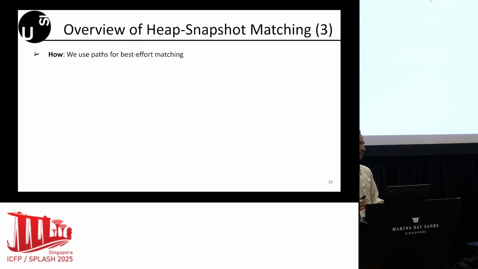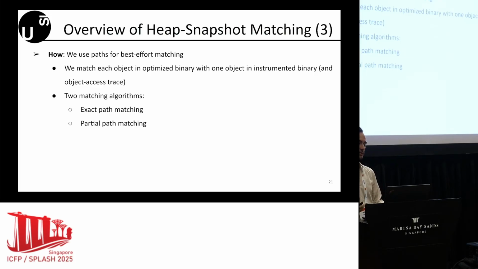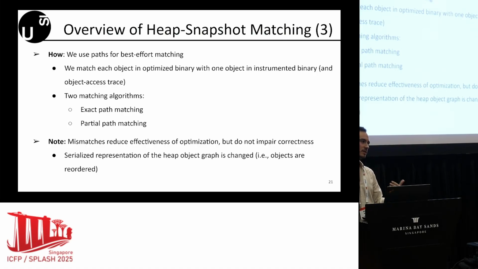In particular, we perform only a best effort matching, which means that we match each object in the optimized image with one object in the instrumented image. To do so, we use two matching algorithms. First, an exact match, and then a partial path match that we propose. And this is to mitigate the issues that we presented before. We would like to note that mismatches reduce only the effectiveness of the optimizations and thus performance, but do not impair the correctness. And this is because we modify only the serialized representation of the heap object graph, but we do not modify the heap object graph itself.